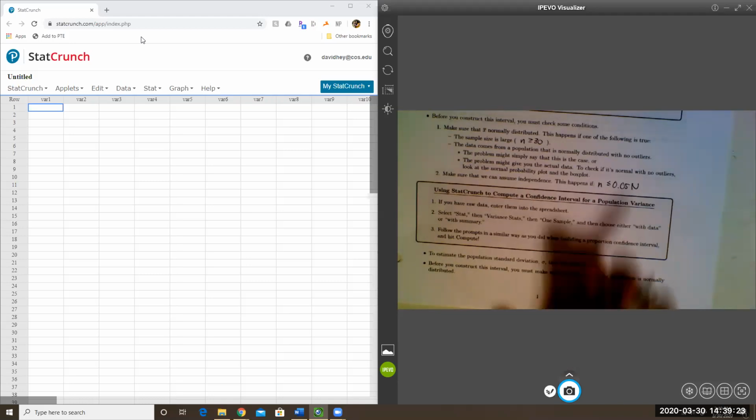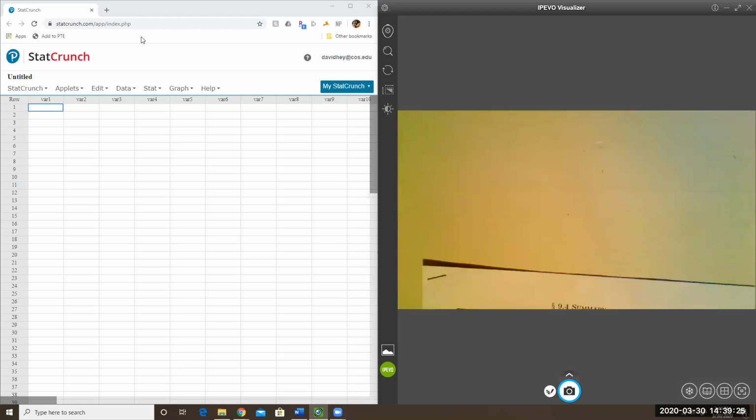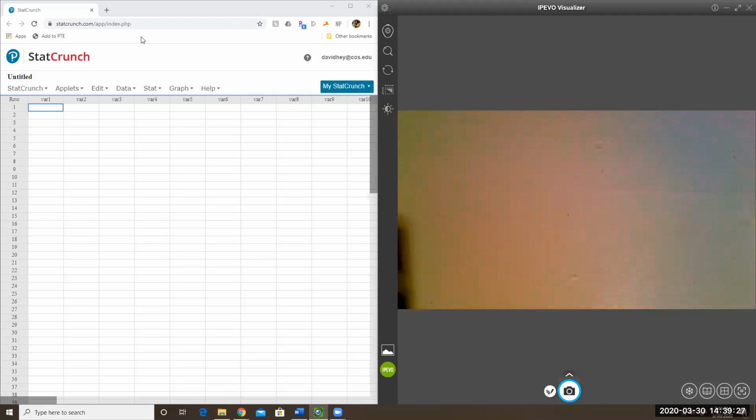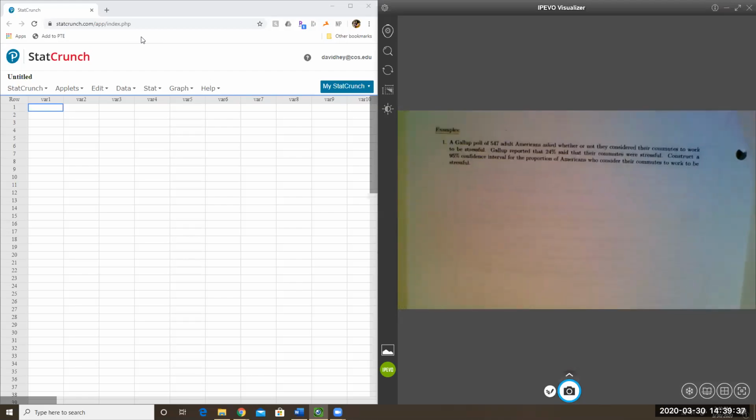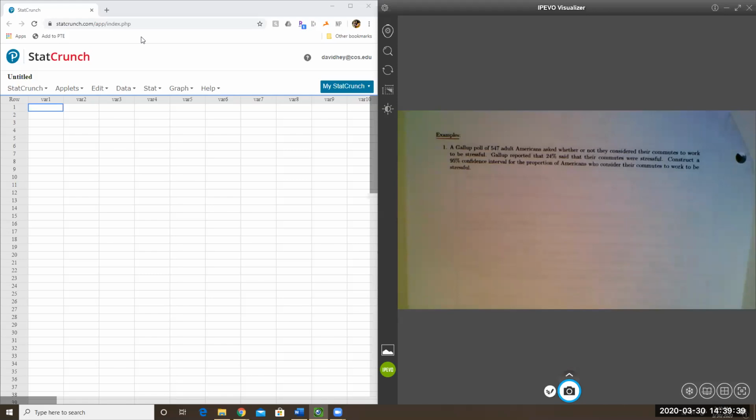Okay, so with that, let's take a look at a few examples. And again, I'm not really going to emphasize the formulas here. I'm just going to do this in StatCrunch, okay?